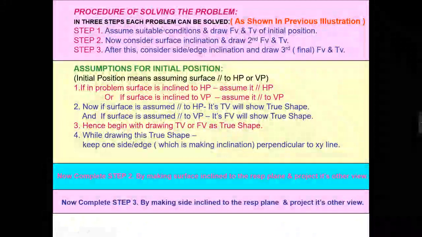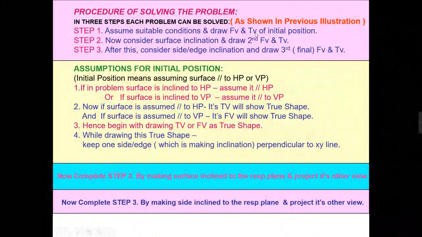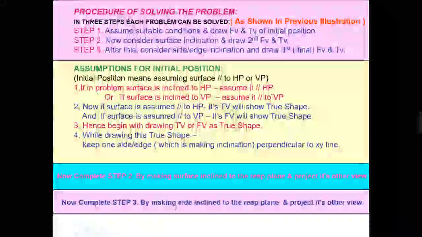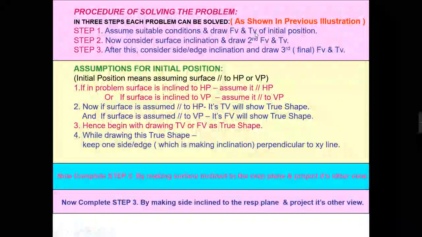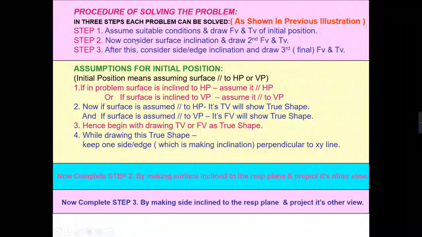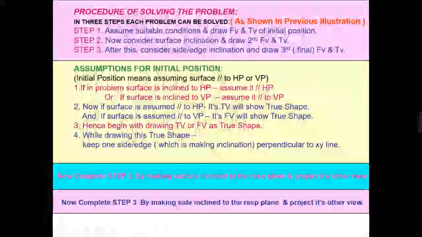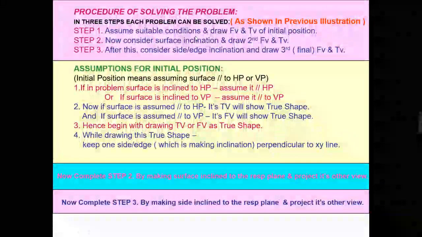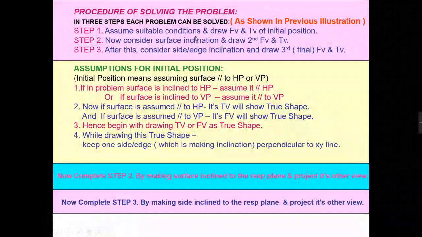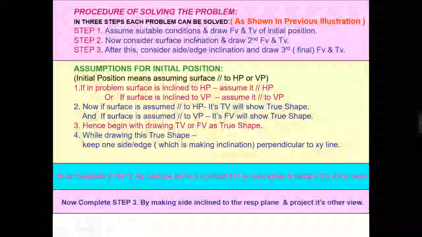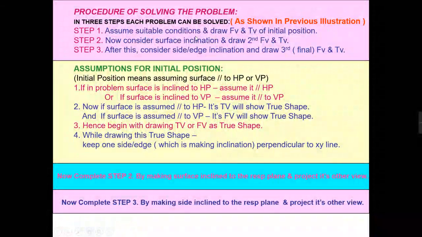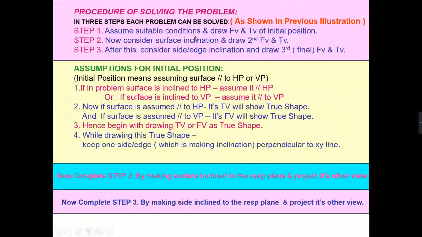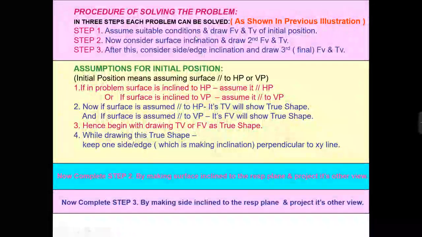So here are some steps that you should follow before drawing the projection of the planes. In the first step, it is given that you assume suitable conditions and draw the front view and top view of the initial position. Suitable conditions means, if your plane is given as inclined to the horizontal plane, first you have to assume that your plane is parallel to the horizontal plane. Then in the second step, you should draw the inclination to the horizontal plane.